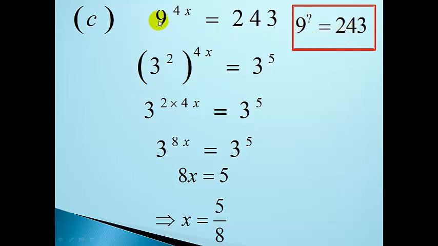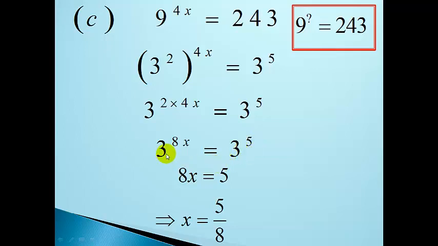This means that we have to break the 9 also down to have the base 3. Because 243 can be expressed as 3 raised to the power 5, because 3 raised to the power 5 is equal to 243. And 9 can also be expressed as 3 squared. So we have 3 squared all raised to the exponent 4x. Now according to the third law of indices, the exponent 2 in the bracket can multiply the exponent 4x. And so we have 3 raised to the power 2 times 4x is equal to 3 raised to the power 5. Now when we multiply 2 by 4x, the result is 8x. And that is how come we have 3 raised to the power 8x. This is equal to 3 raised to the power 5.